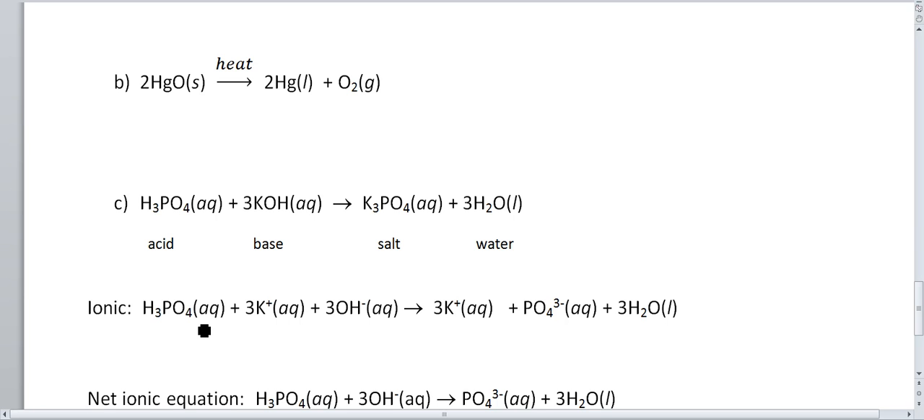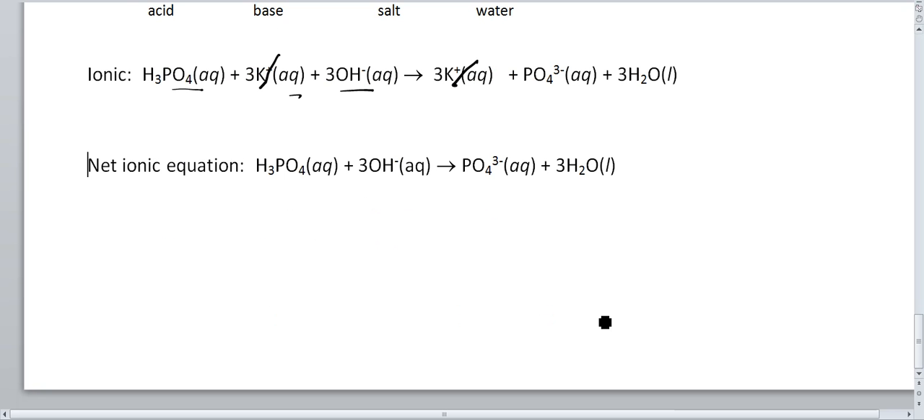For the neutralization, you have your acid, and your base is a strong base, so it's broken up, and you have your products here. You have your spectator ions, which happens to be the potassium only, and finally your net ionic equation is given as phosphoric acid plus 3 hydroxides to give you 3 waters and the phosphate ion. And that's all there is to this.